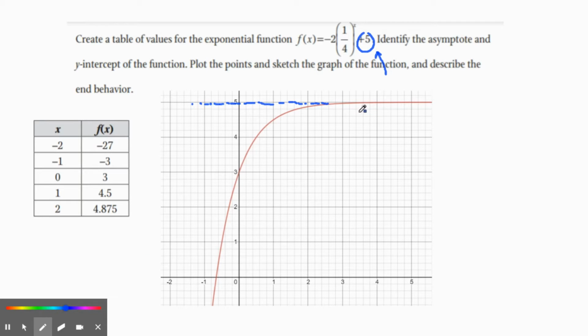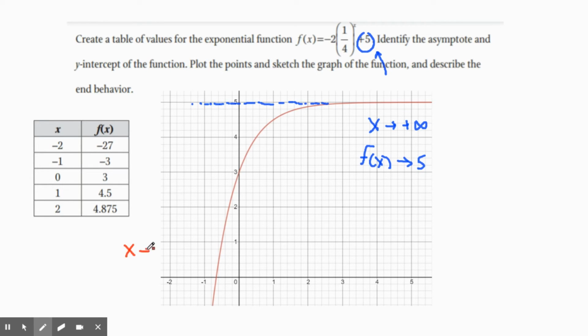Let's write a couple end behavior statements. So as x approaches positive infinity, f of x is going to approach what? That's right, 5. What about this other end behavior statement? Well, as x approaches negative infinity, f of x will approach negative infinity, won't it?